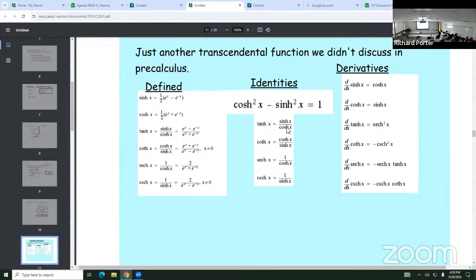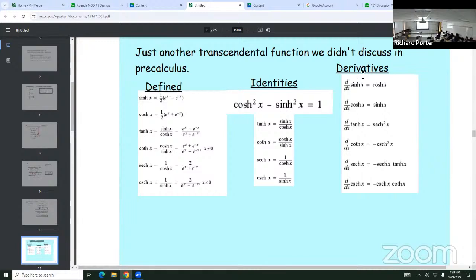There are other identities. Hyperbolic tangent is hyperbolic sine over hyperbolic cosine. Hyperbolic cotangent is hyperbolic cosine over hyperbolic sine. Hyperbolic secant is 1 over hyperbolic cosine. Hyperbolic cosecant is 1 over hyperbolic sine. Just remember that these are like trig things, and that's why they use sine and cosine. They put that little h in, it's a whole different thing. It's a completely unrelated thing.